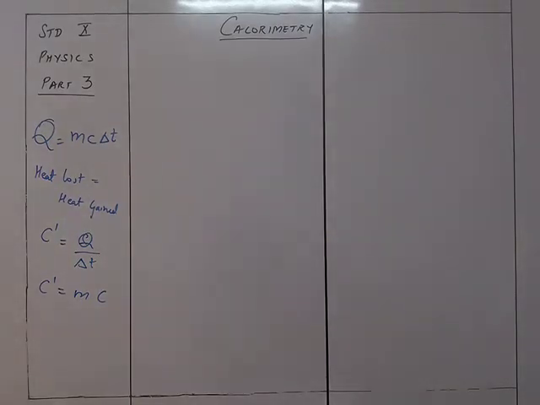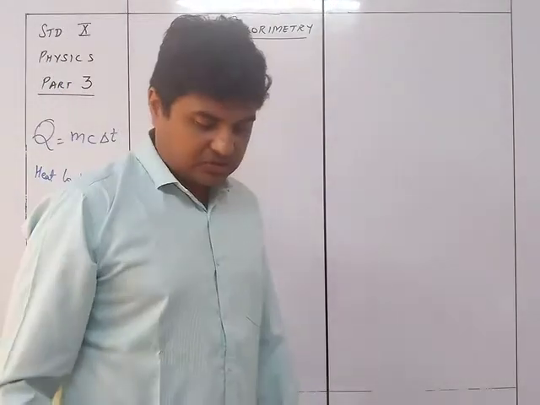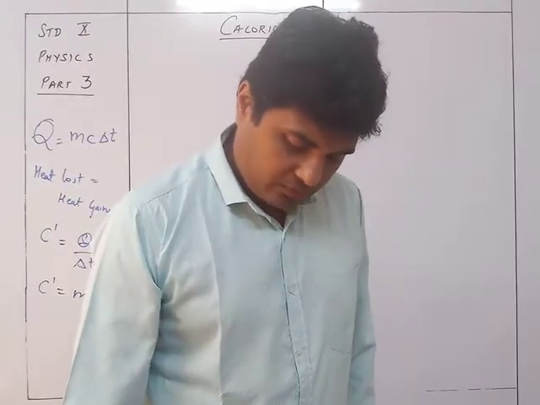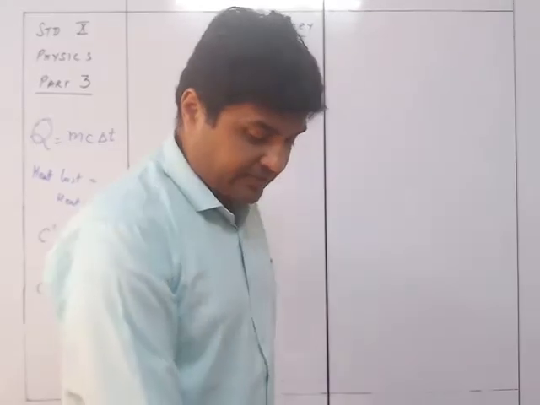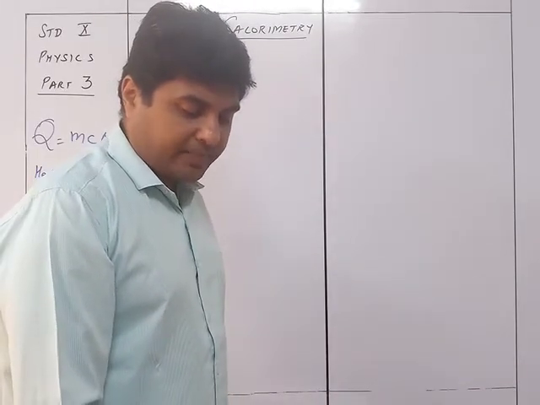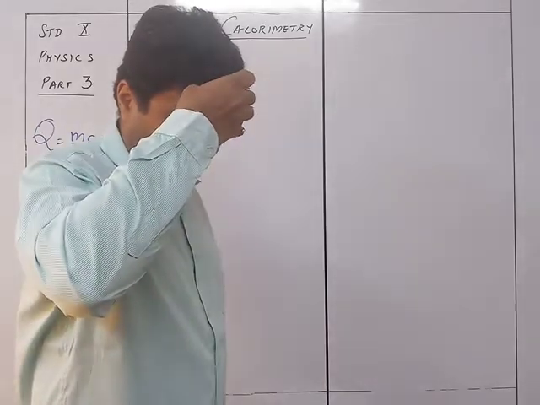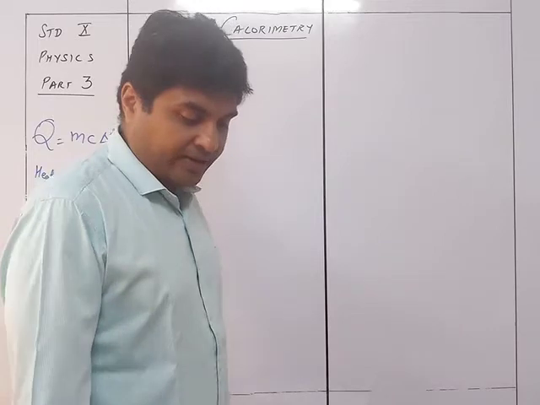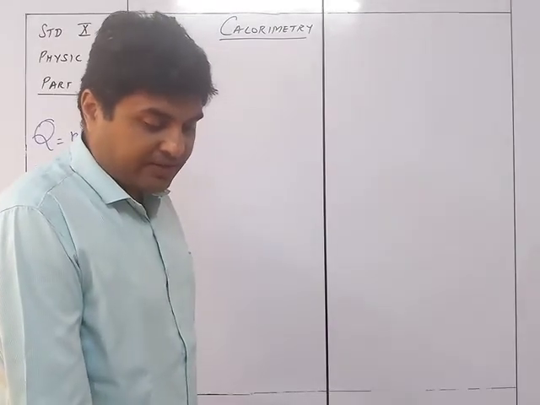So we continue with sum number 7 of the numericals of calorimetry, first part. An electric heater of power 600 watt raises the temperature of 4 kg of liquid from 10 degrees Celsius to 15 degrees Celsius in 100 seconds. Find the heat capacity and the specific heat capacity of the liquid.